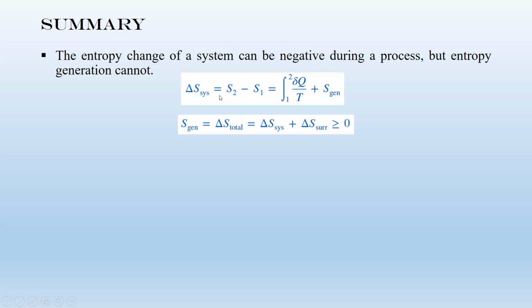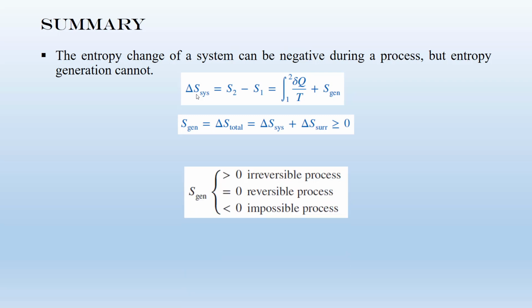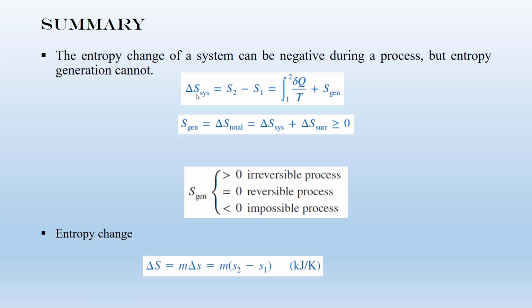So the entropy change, the delta S of a system, can be negative, positive, or zero. But S generation is always positive. Keep in mind, positive or zero. So the S generation is a combination of the delta S for the system and surroundings. So we need to calculate both delta S for the system and surroundings to calculate the S generation. And then the entropy change, we just discussed this one. So this is the summary for this lecture.